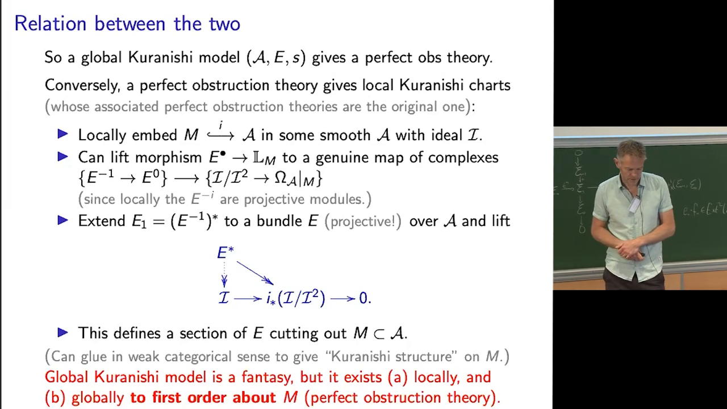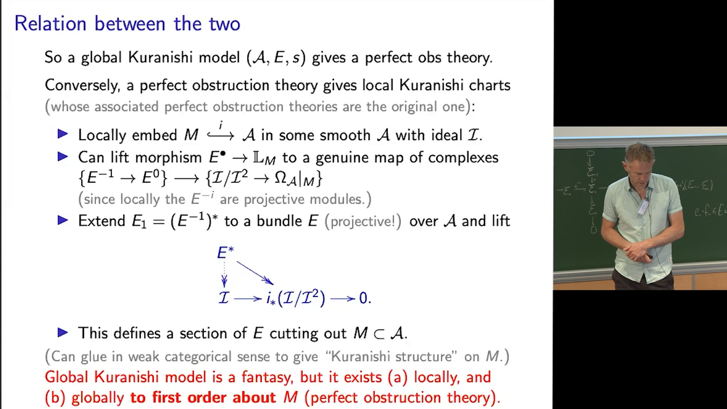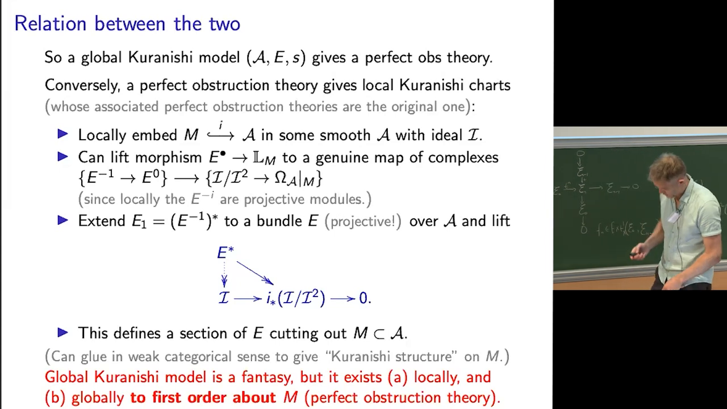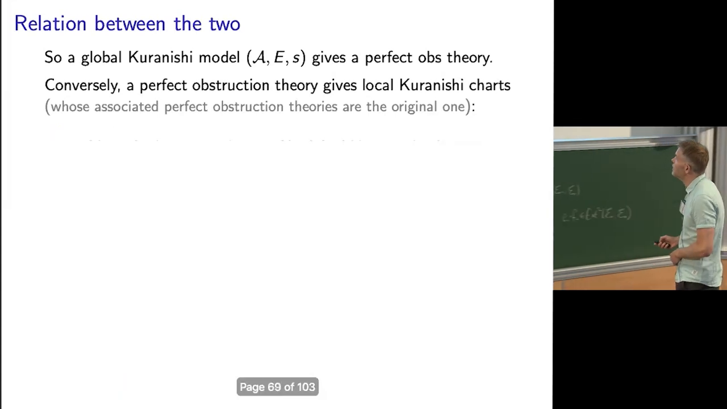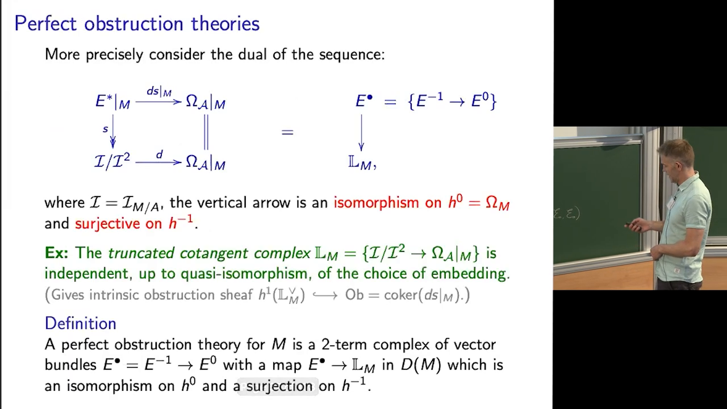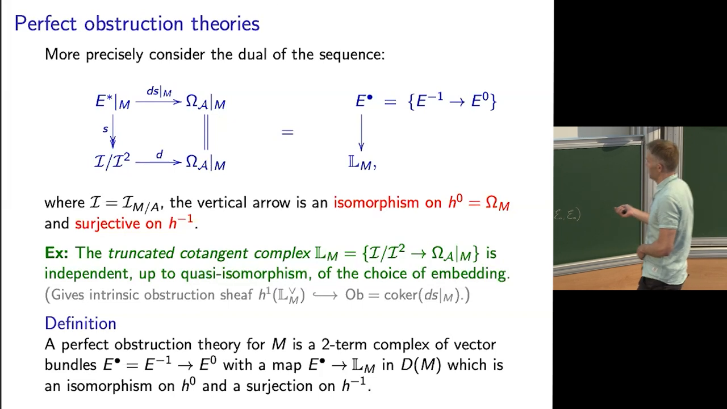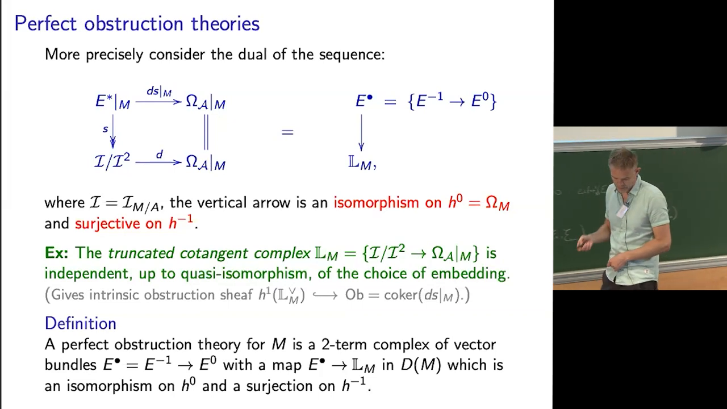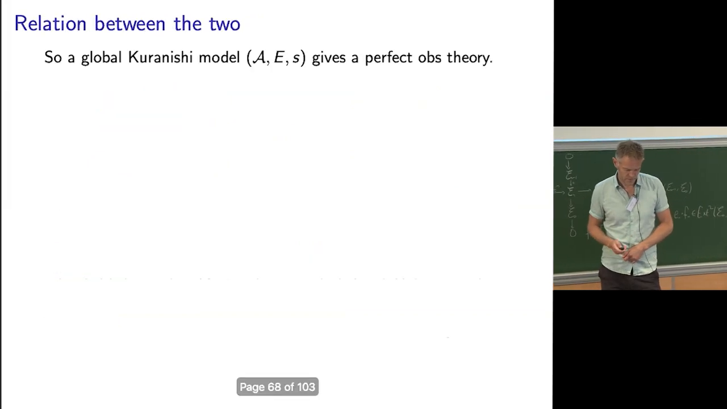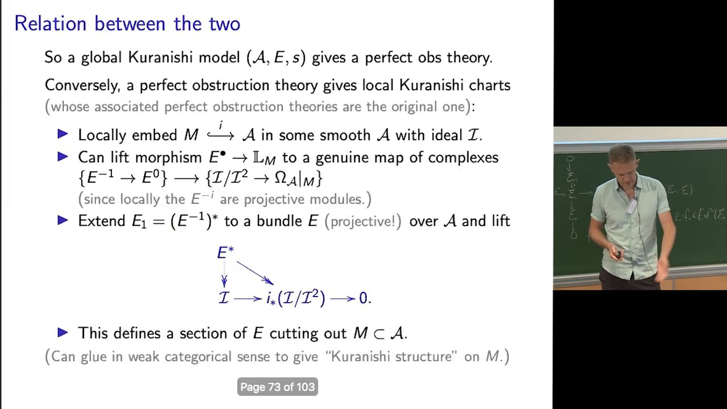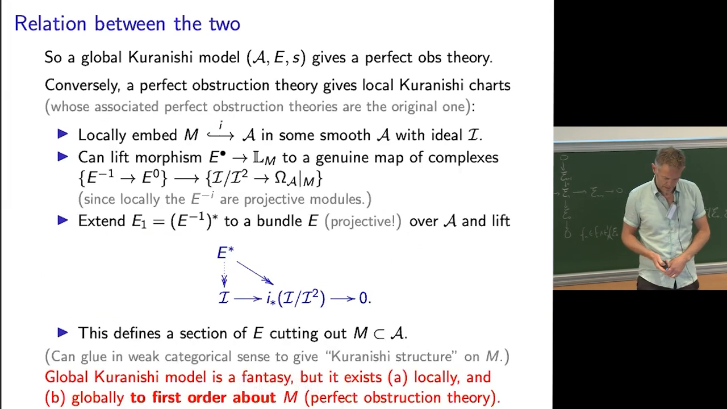All right, so I don't know if I helped at all, but if you prefer, that is what a perfect obstruction theory is. There's the definition. It's only one sentence. But to me, it was always an intimidating sentence, and this helped. For you, it may not.